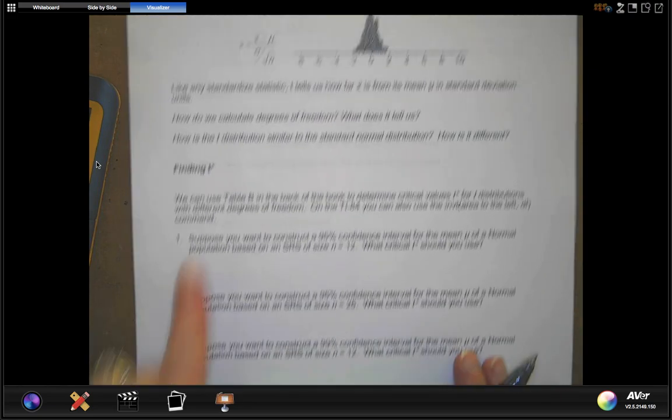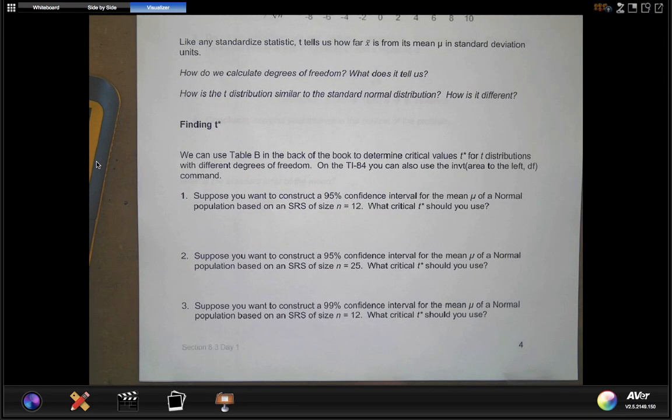All right, so finding t star. There is a table. You can go through and look at that table if you want. It should be pretty straightforward. I'll show it to you while I do this one. Again, you always need to know the degrees of freedom.